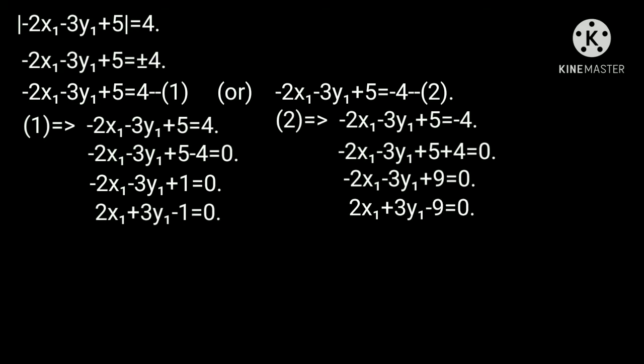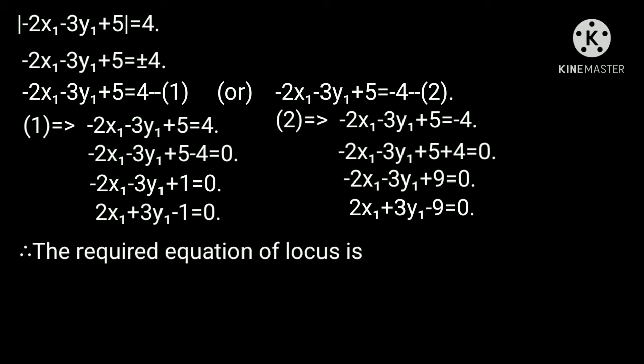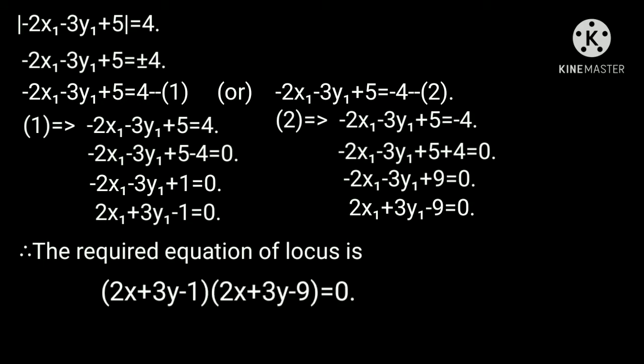Here the required equation of locus is the multiplication of the solutions of equations number 1 and 2. Then the required equation of locus is (2x + 3y - 1)(2x + 3y - 9) = 0. This is our given problem solution.